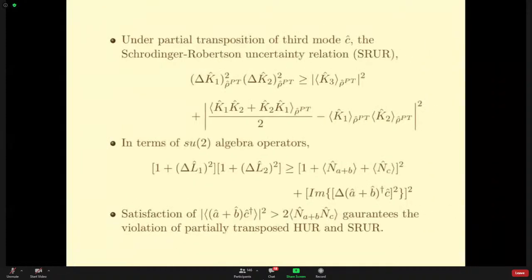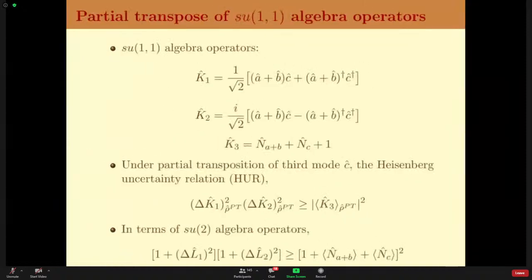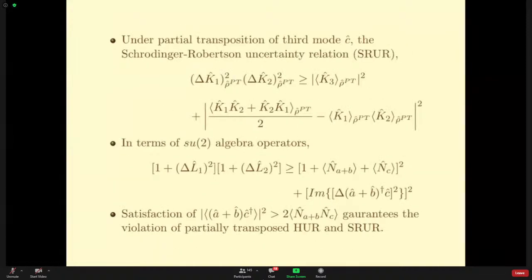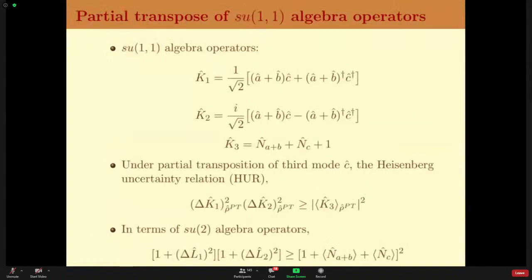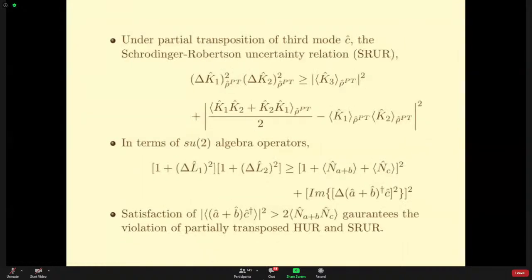In addition, we considered the Schrodinger-Robertson uncertainty relation. The Schrodinger-Robertson uncertainty relation for partially transposed operators K1 and K2 can be written as given here, and it can be expressed in terms of SU2 algebra operators as shown here. If we compare this equation and this equation, the lower bound is larger when we use the Schrodinger-Robertson uncertainty relation, and hence this provides a stricter condition. If this entanglement condition is satisfied, it guarantees the violation of these two equations that we have shown in the paper. And these results can be extended to an n-mode system, which I didn't show in the slide.